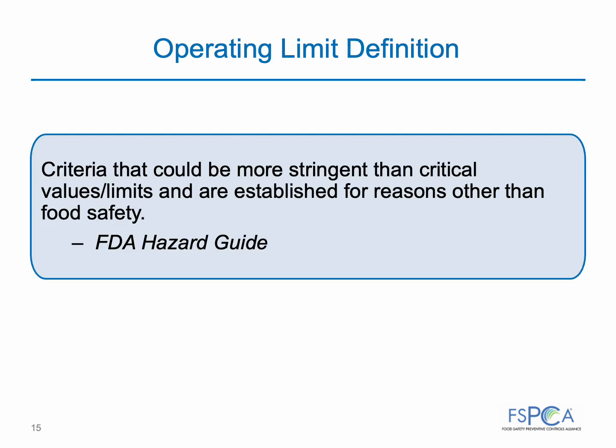Use of an operating limit allows the detection of a potential problem before a critical limit is not met. The value for the operating limit parameter is usually more stringent or conservative than the critical limit. Operating limits should not be confused with critical limits. Operating limits would be more stringent than the critical limits to ensure that the critical limits are not exceeded.